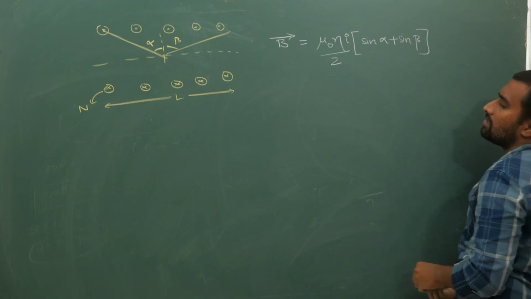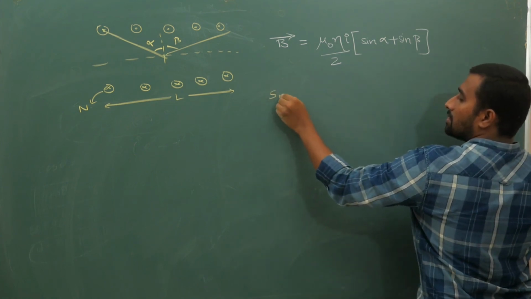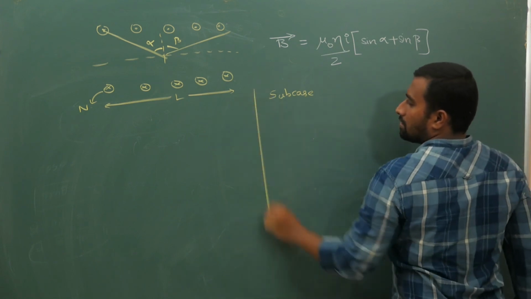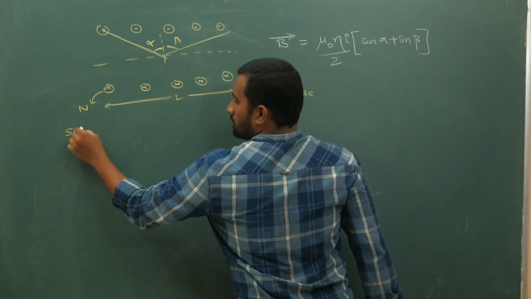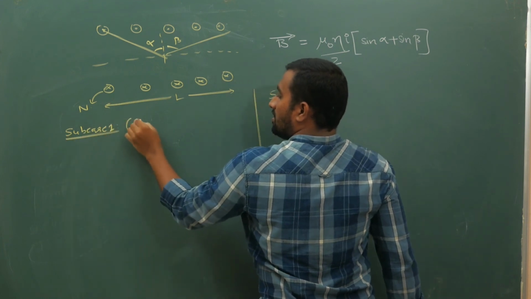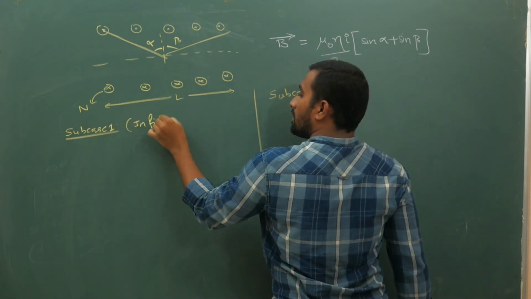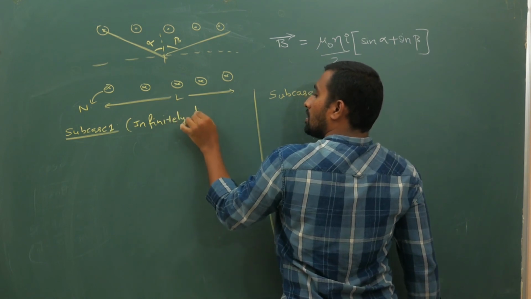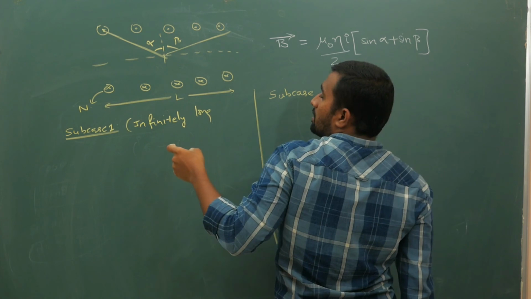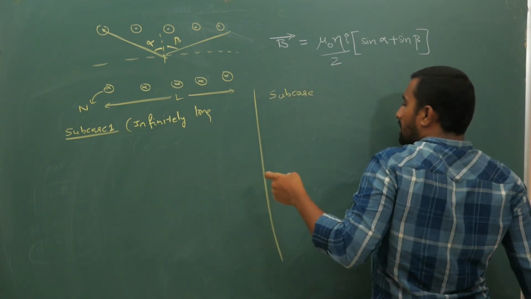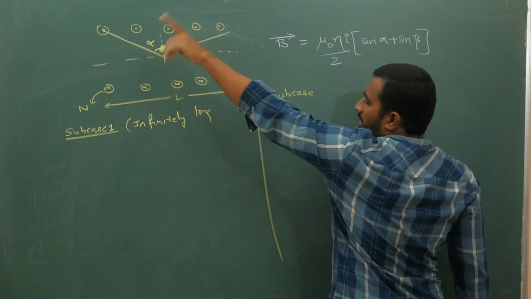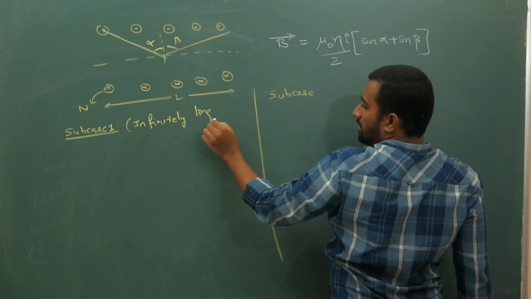Now for this, what is important is your subcase 1 and 2. Subcase 1, infinitely long solenoid. Here remember, these angles alpha and beta are with respect to what? With respect to the center, with the vertical. This left side angle is alpha and right side angle is beta.